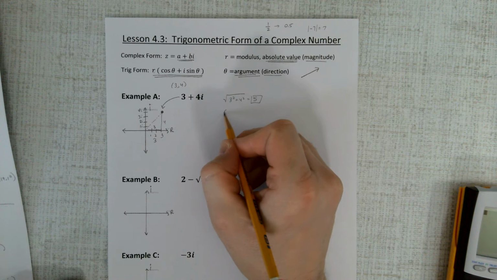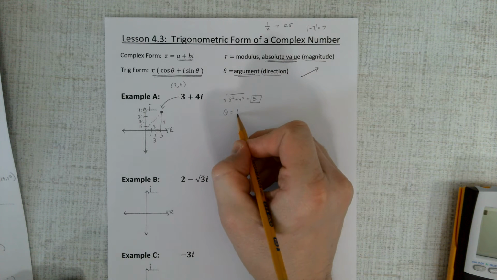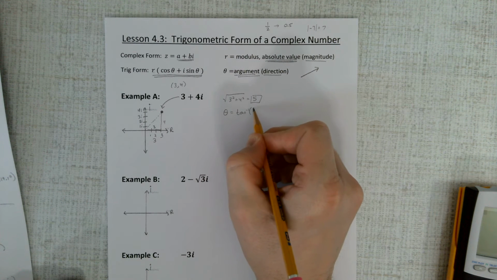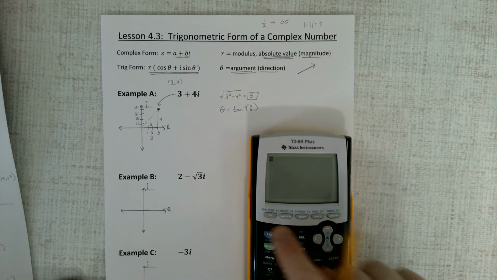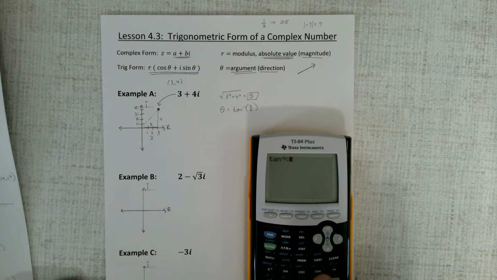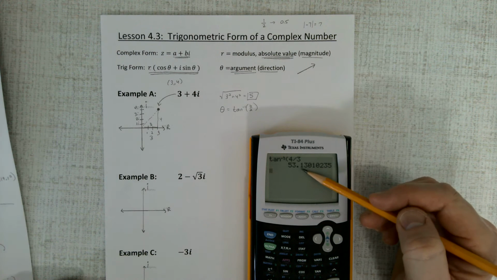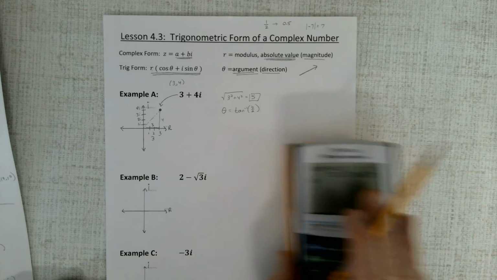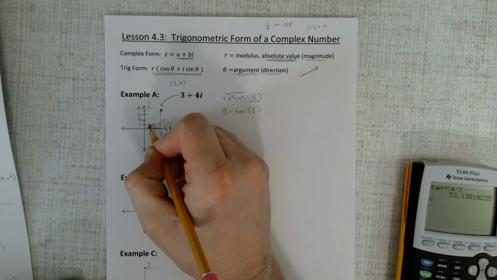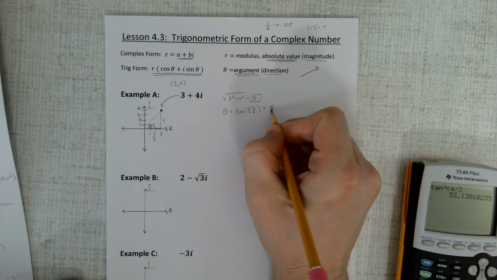Alright, so what is theta? Well, it's the same thing we did before. Inverse tangent of opposite b over a. So let me grab my calculator, and you can use a calculator now on this lesson. 4 divided by 3 is 53.1 degrees. And do we have to add 180 or 360? No, we're in quadrant 1. So this angle right here is 53 degrees.